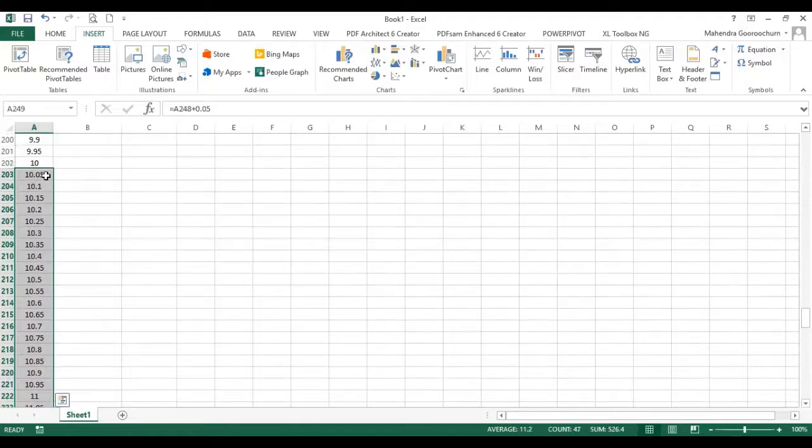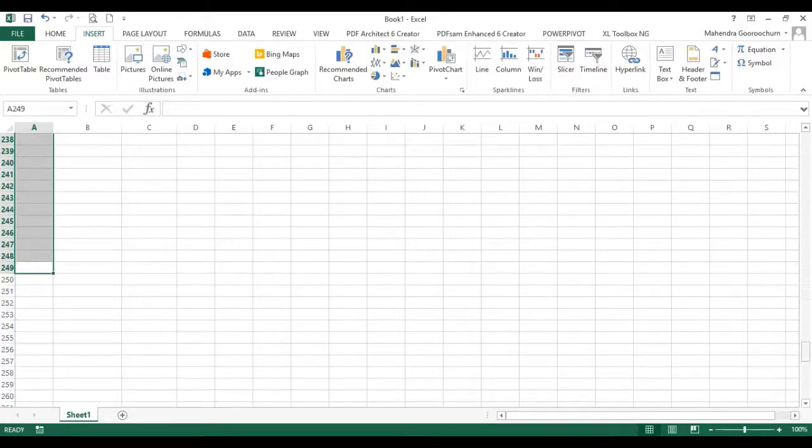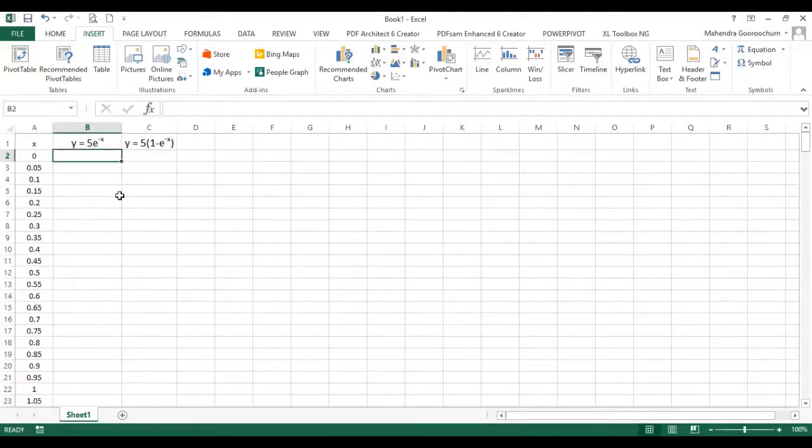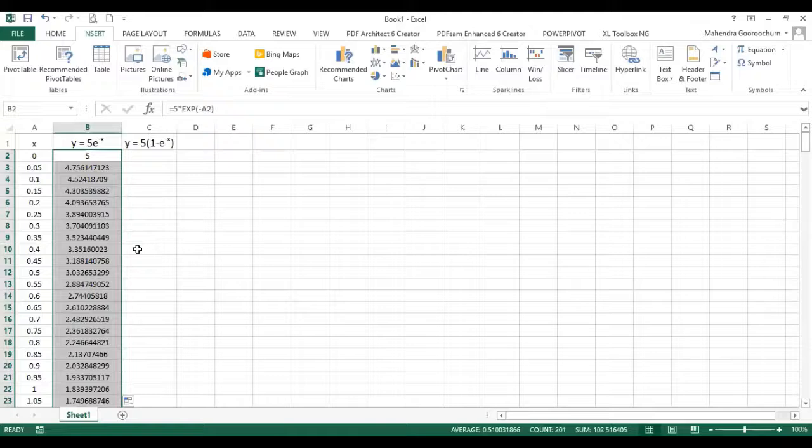Okay. And then I'm going to write expressions now for these two functions. Let's do both of them. So this one we said is equal to 5 multiplied by, so you have a function exp in Excel, exponential of minus x. So x is this column there. So you get your value here, and just double click. So we get all the values.